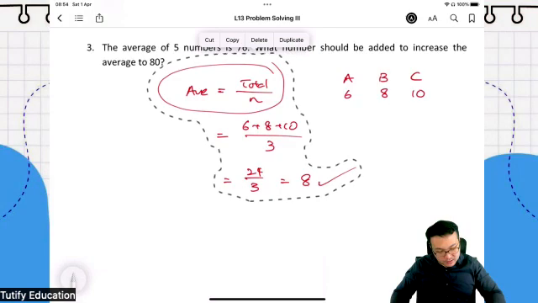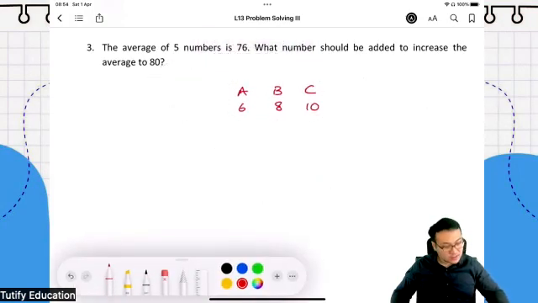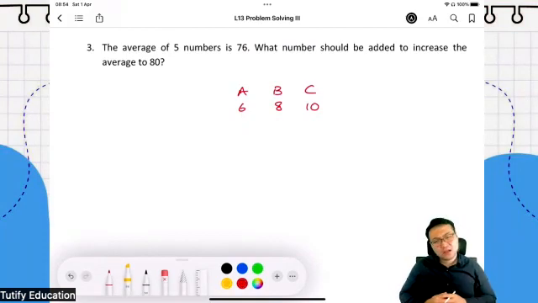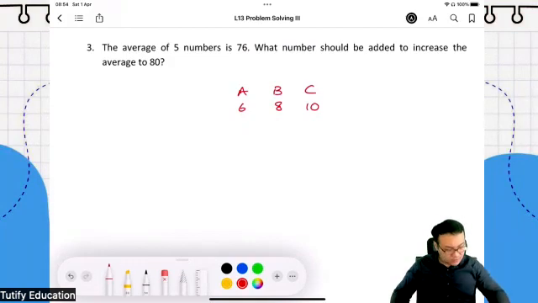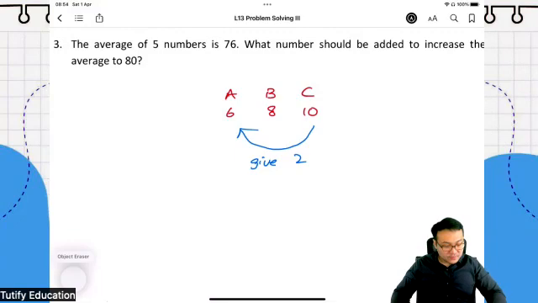Ethan, I have 3 students here. They have 6, 8, and 10 sweets. My first question to you is, is it fair that they are having a different number of sweets? Not fair. How do I make it fair? Person C must give 2. Yes, you give 2, then everybody will have how many sweets? 8. So what's the average? 8.